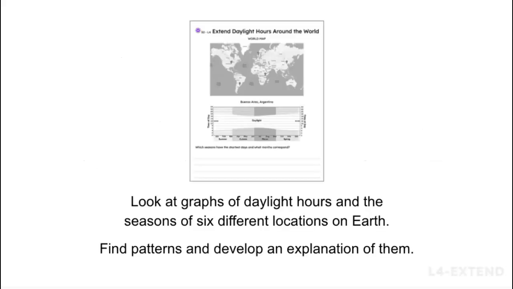For the optional Extend, you can direct students to the Daylight Hours Around the World Student Journal pages. You can have students look at the graphs of daylight hours and the seasons of 6 different locations on Earth. Based on these graphs, you'll have students recognize patterns and develop an explanation for these patterns.